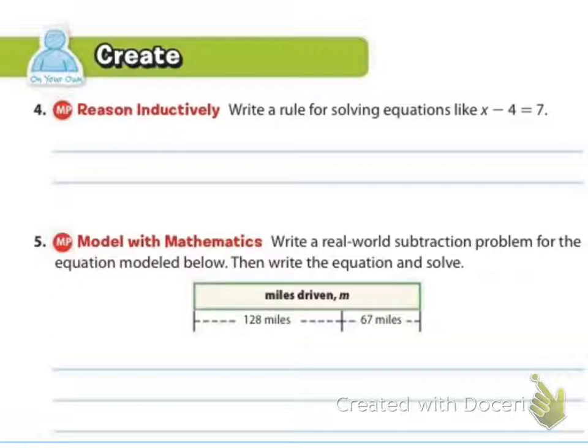Now for number 4, it says write a rule for solving equations like x minus 4 equals 7. And then number 5 says write a real-world subtraction problem for the equation modeled below. Then write the equation and solve. It gives you miles driven m, and it tells you 128 miles and 67 miles. So come up with these answers for 4 and 5, and we'll come right back and I'll give you some answers of my own. Pause now.